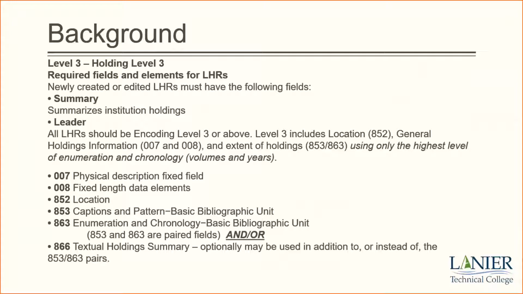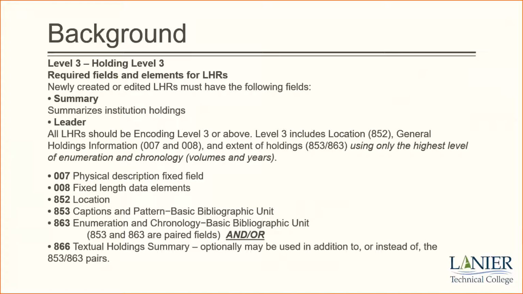Or instead of using the 853, 863 pair, you can use an 866 textual holding summary. That's a little different to do, and you have to do some linking kind of things, and it gets a little confusing. But it is a kind of cheat, easy way around, and you don't have to update it as often. And I'll show you that. So that is a thing you can do to make things easier. It's not really a cheat, it's just a quicker way. And once it's done, you don't have to worry about it anymore.